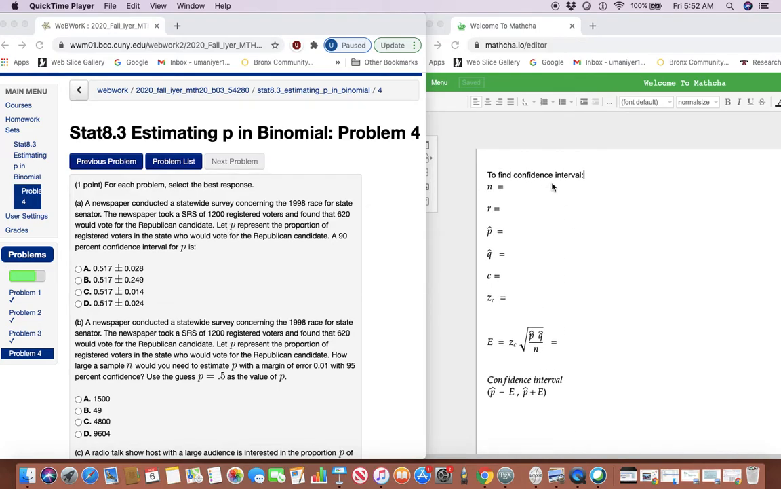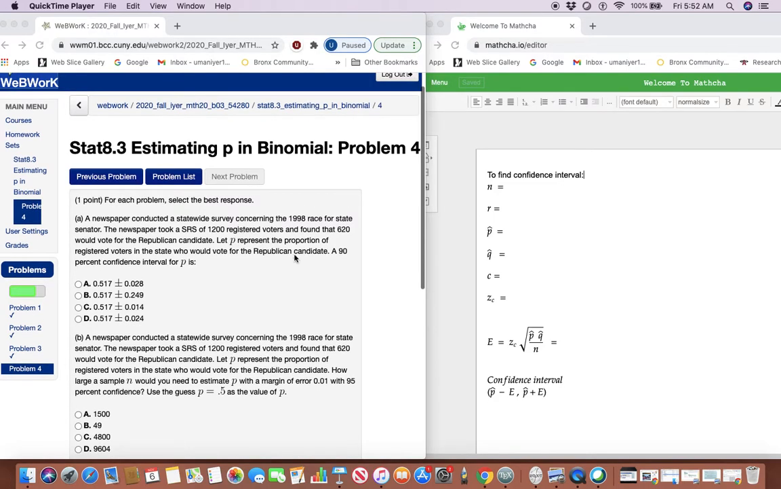To find a confidence interval, you need N, P hat, which is your point estimate, Q hat, the confidence level, and the critical value, and that's your formula for the margin of error. P hat minus E, P hat plus E is the confidence interval. So let's go over this particular example.